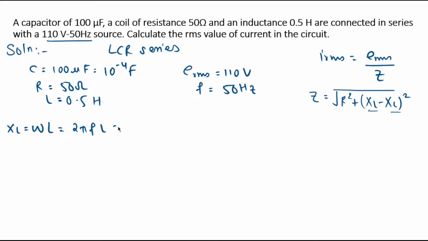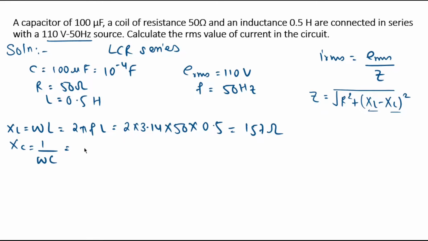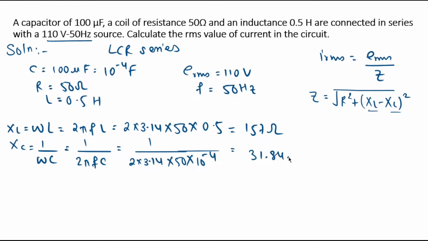So first of all, XL can be given as omega L, which is equal to 2 pi FL, which is equal to 2 into 3.14 into F, which is 50, into L, which is 0.5, and solving this we get XL equal to 157 ohms. Similarly, XC, which is equal to 1 upon omega C, can be written as 1 upon 2 pi FC, which is given as 1 divided by 2 into 3.14 into F, which is 50, and C, which is 10 raised to minus 4 farad. And solving this we get XC equal to 31.84 ohms.